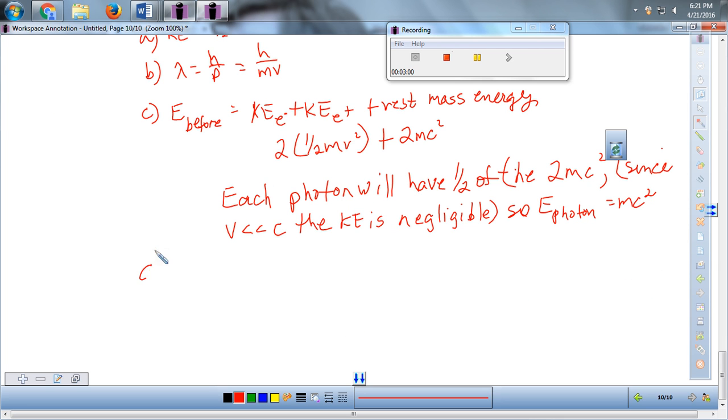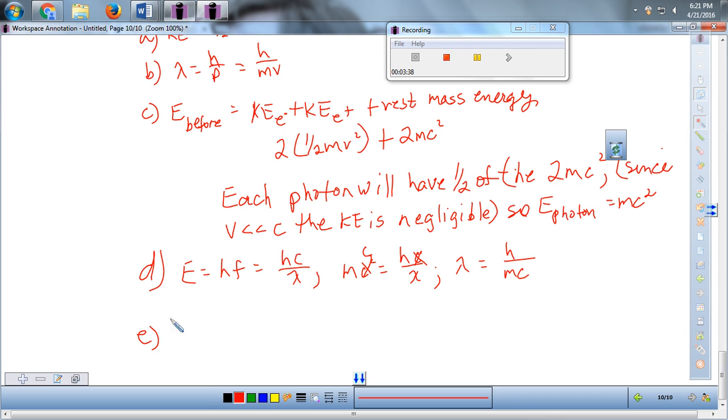We can handle that. Okay, D said, determine the wavelength of each photon. Well, E is equal to hf, which can be hc over lambda. So I can say that this energy, mc squared, is equal to hc over lambda. One of these c's will go away. So if they're asking me to find the wavelength, which they are, the wavelength is simply going to be h over mc.